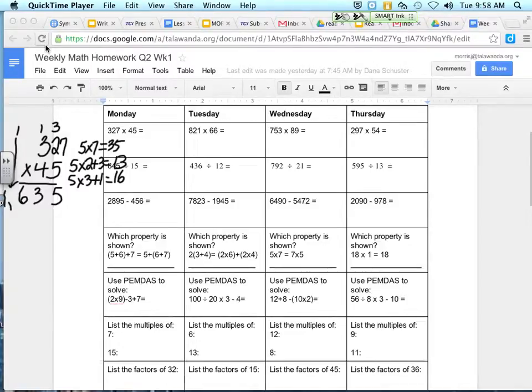Good. We want to cross off the 5, put a placeholder for that 1's place, and we're going to work on multiplying by the 4. We have 4 times 7 is 28. Put the 8 down and carry the 2 to the 10's place. We have 4 times 2 plus 2 is 10. Put the 0 down and carry the 1. And we have 4 times 3 plus 1 is 13. Put the 3 down, carry our 1, bring it straight down.